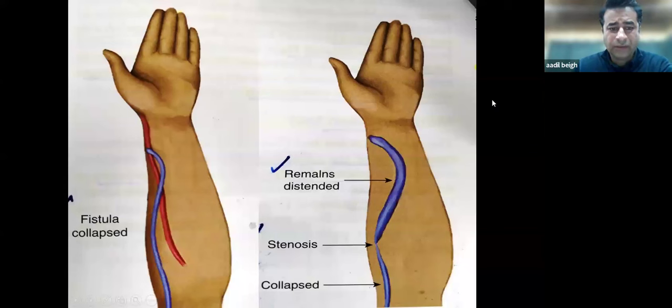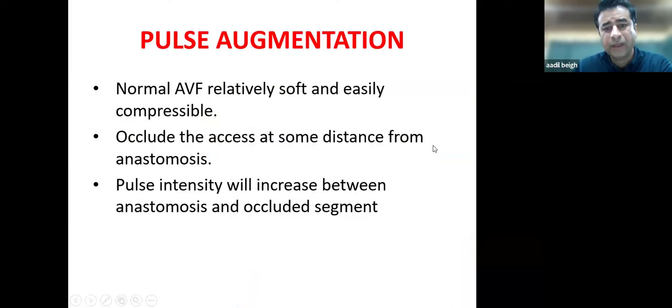So when there's an anastomosis and a patent vein, with a patent outflow, when you raise the arm, there's a collapse of the fistula. And if there's a mid-body stenosis or an outflow stenosis, this fistula remains distended. So beyond the stenosis, it remains distended, and then the outflow vein gets collapsed. So pulse augmentation is for the inflow. So inflow is considered, so there's a fistula.